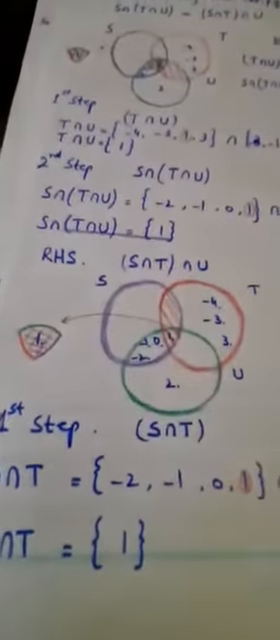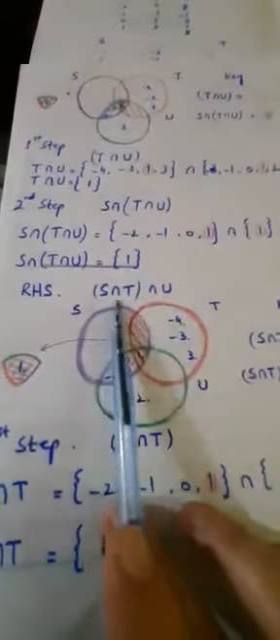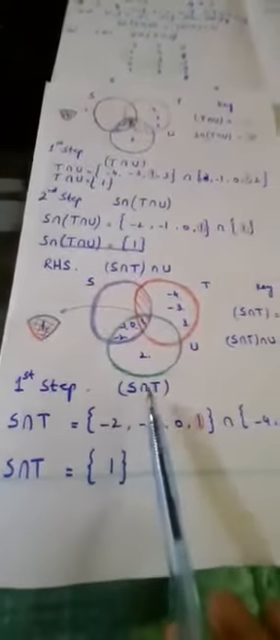Now students, we will solve the right hand side, and for the right hand side we have (S intersection T) intersection U. We will draw the same diagram again, showing sets S, T and U and putting all the elements. And then the first step is the bracket part, S intersection T.